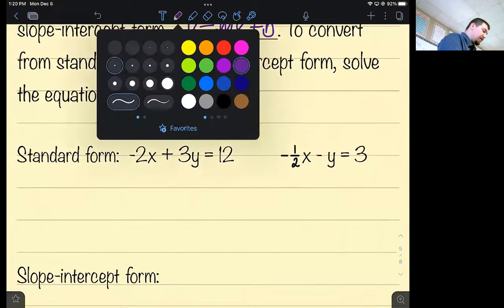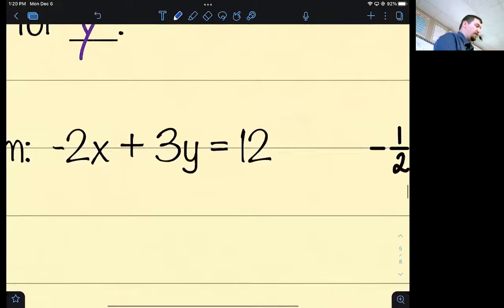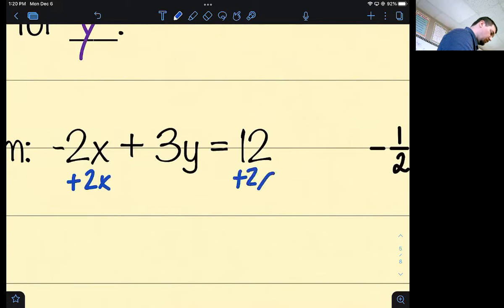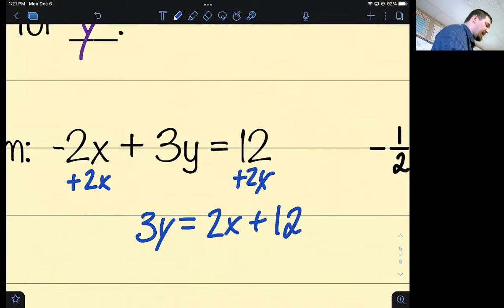So these were the 2 standard form equations. What we're going to do now is write them in slope-intercept form. Connor, tell me the first thing you would do to write that in slope-intercept form. Good. It's going to give us 3y equals negative 2x plus 12. And now what, Connor?